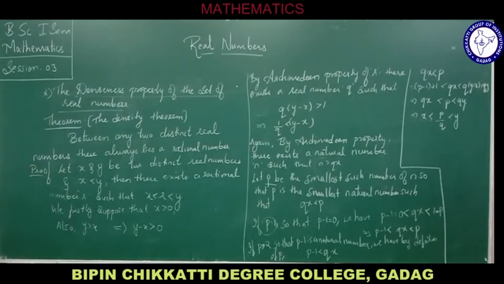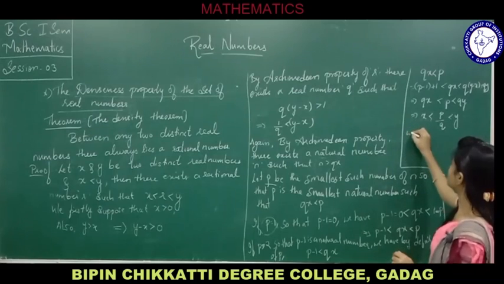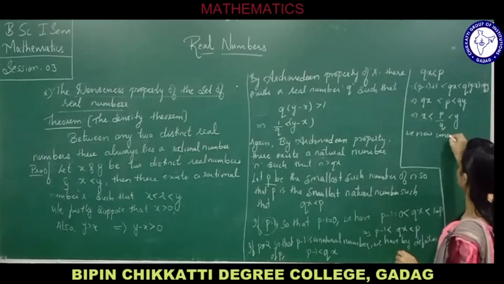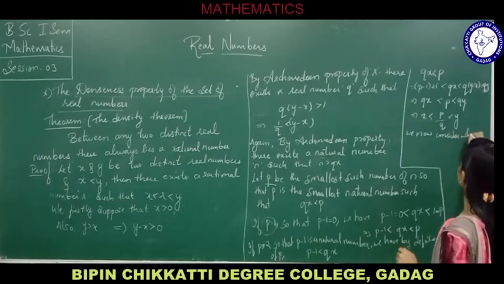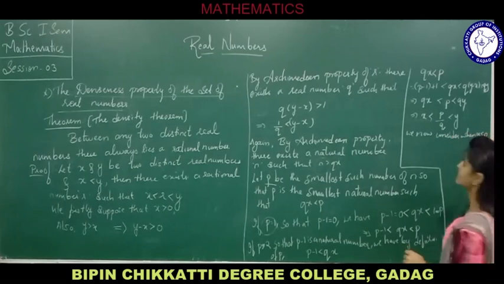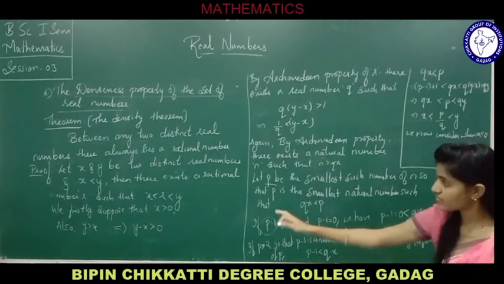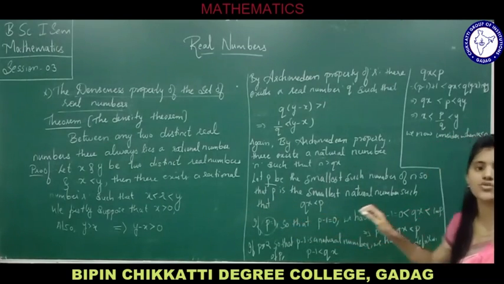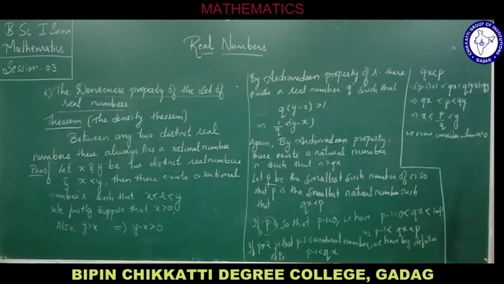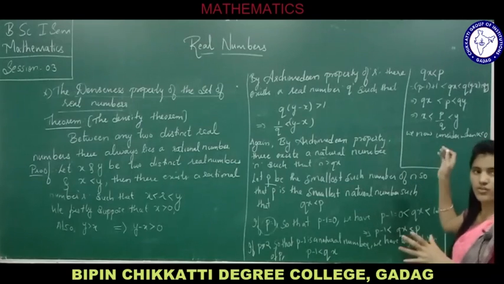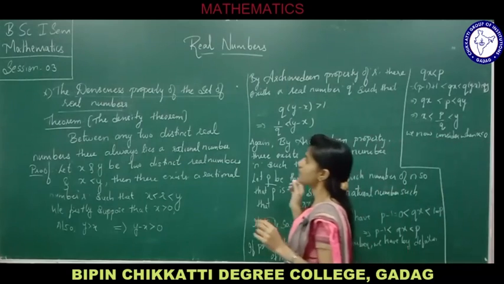We now consider the case when X is less than or equal to 0. We proved this when X is greater than 0. What happens if X is less than or equal to 0? Again, by this Archimedean property of R, there exists a natural number K.